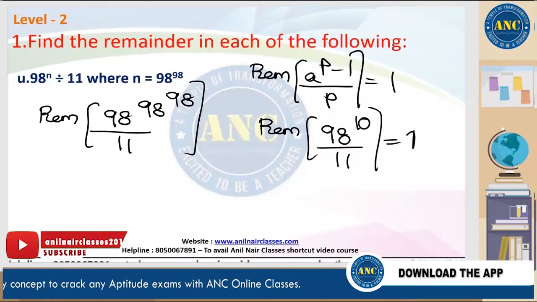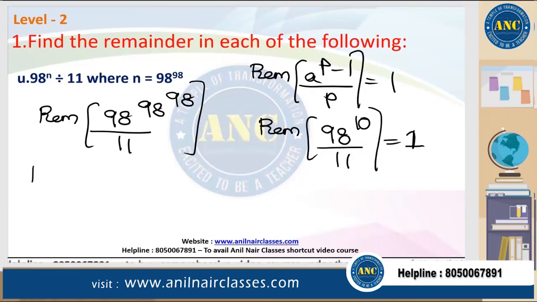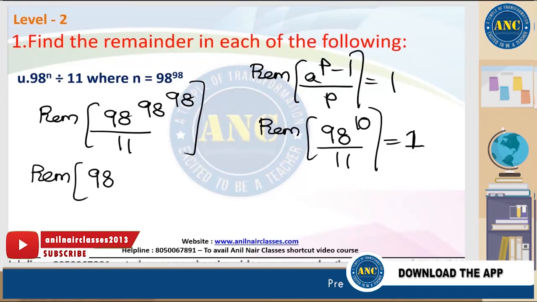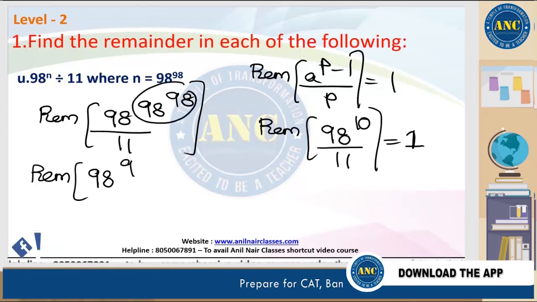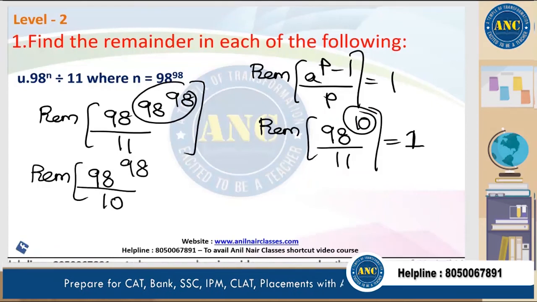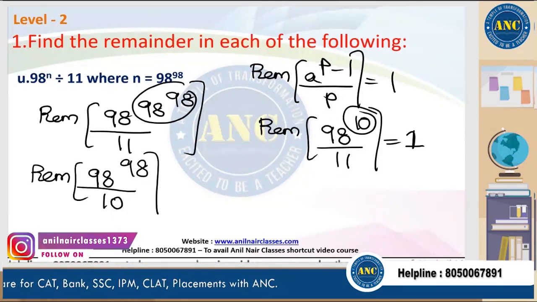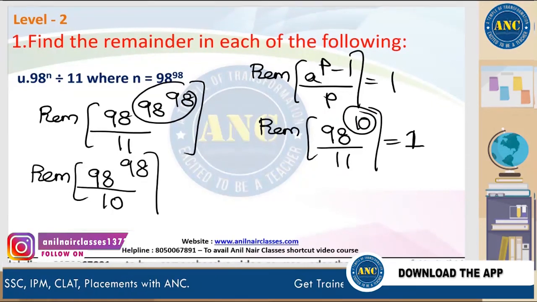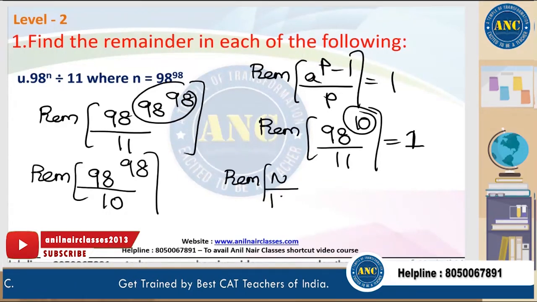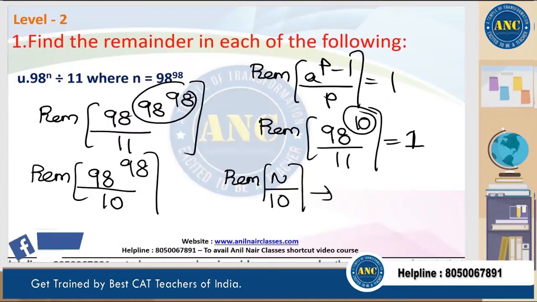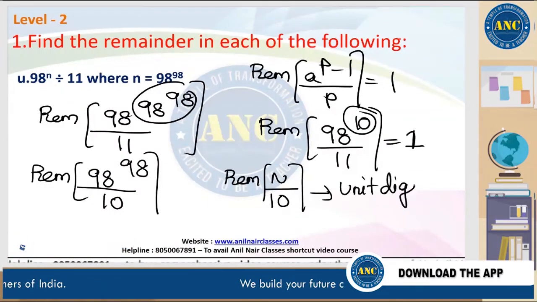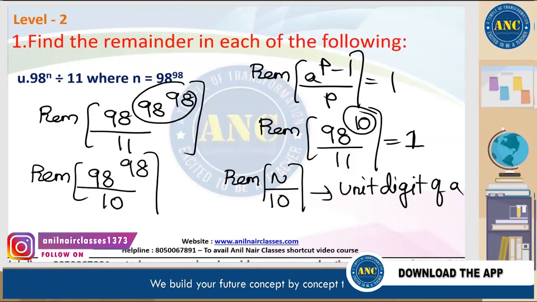98 power 10 divided by 11 is 1. So this is nothing but 98 power 10. So divide this power with this one: 98 power 98 divided by 10. Now see here. Any number when dividing by 10 is nothing but the unit digit of the number.